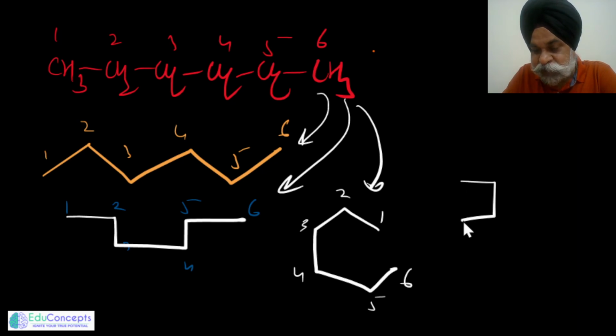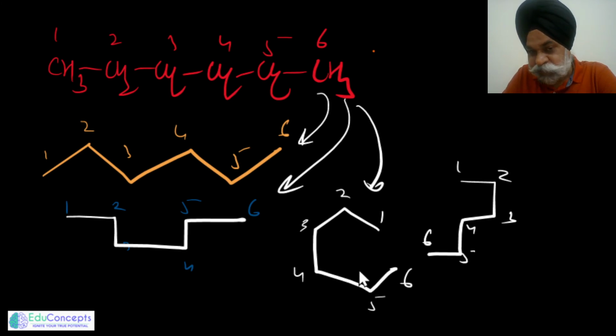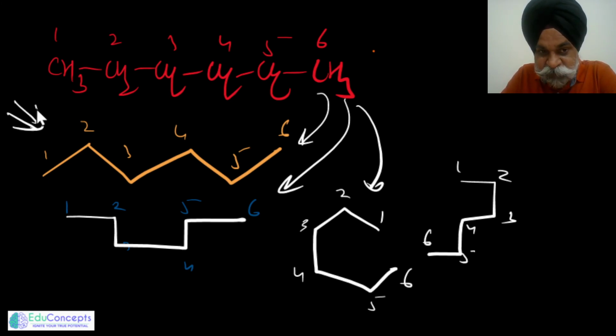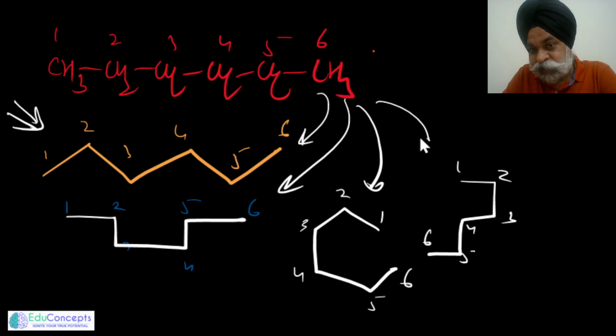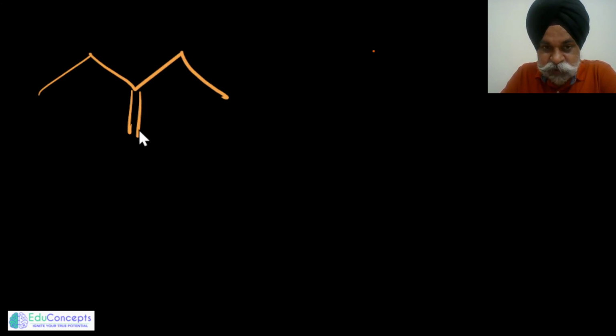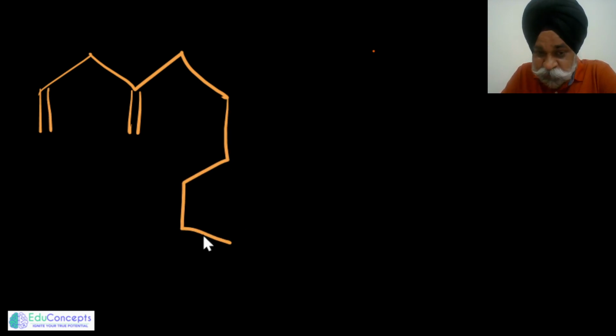Or if you write it like this, 1, 2, 3, 4, 5, 6, this also is the same. The ideal way of representation is this, but in other ways too, every corner represents a carbon, and whatever hydrogens are required are there in that formula. So someone could write it like this, with any number of carbons. So how do we represent it?